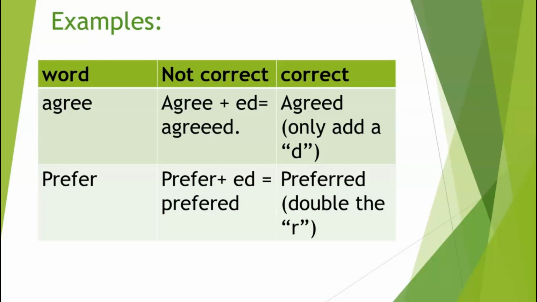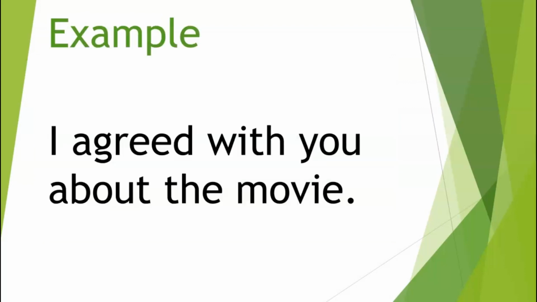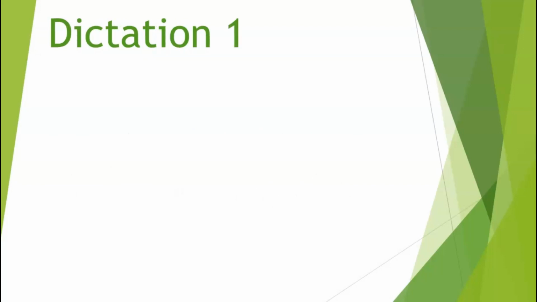Now, let's get started, and I'm going to first give you an example. So if I say, I agreed with you about the movie, you will write this on your paper, and then you will underline the simple past irregular verb like this. Okay? And this is what we'll do. We're going to do 7 dictations.